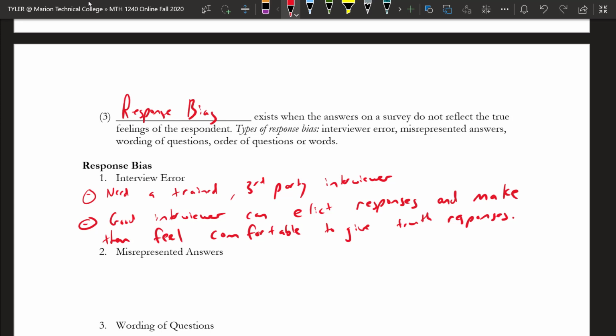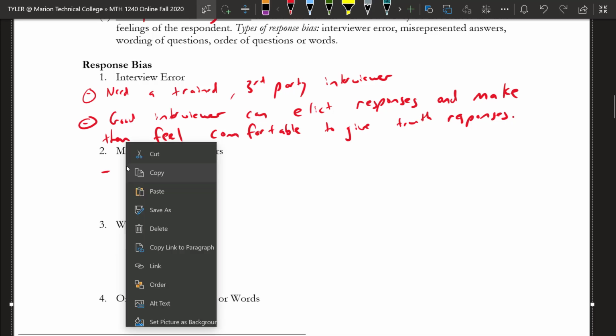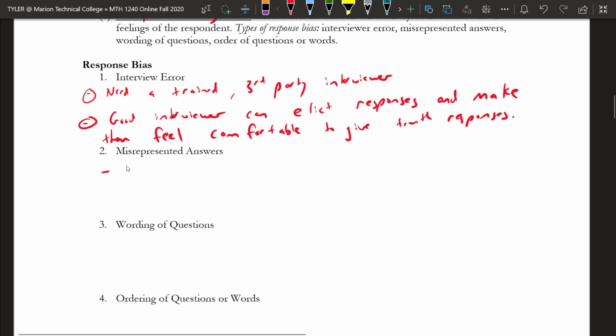Another one to look at is misrepresented answers. In general, naturally, people will inflate things or underreport things. So, for example, if I asked everyone's salary right now, typically people will inflate.